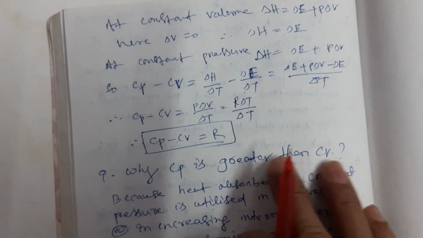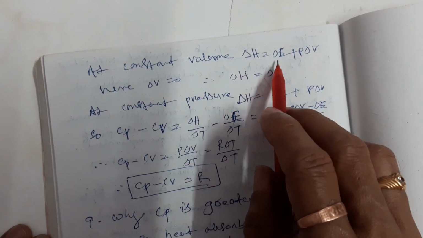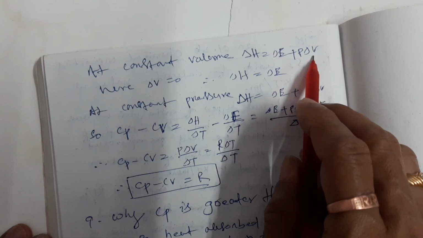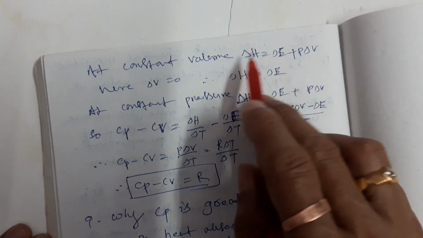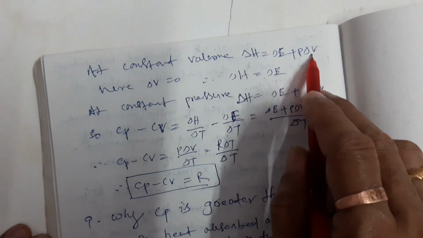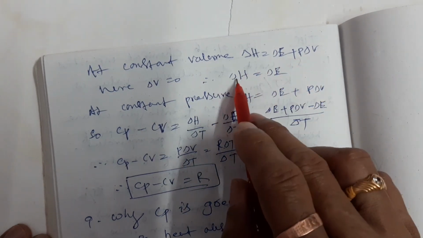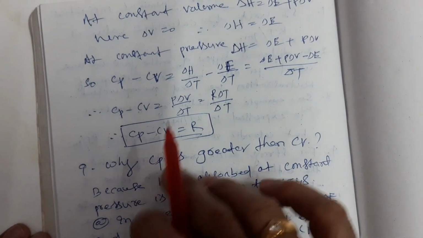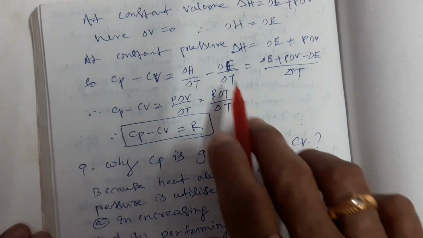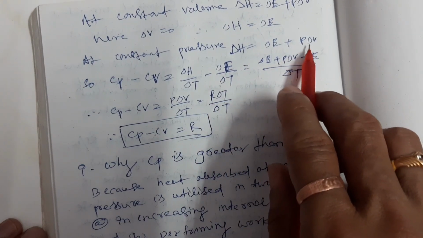We will correlate these two. Delta H is equal to delta E plus P delta V. It is the relation between enthalpy and internal energy. At constant volume, delta V becomes 0, so P multiplied by 0 is 0. So you will get delta H is equal to delta E. But at constant pressure, delta H is equal to delta E plus P delta V. It will not be 0.